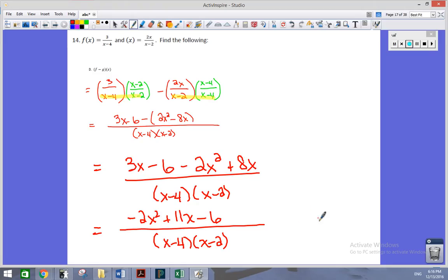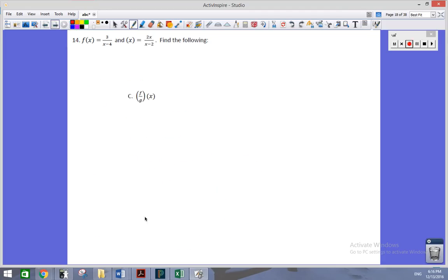I just thought about it. Sometimes it's possible to factor this and then cancel common factors, but I'm not going to expect you to do that yet until we get to a later skill packet 4. So let's just leave our answer like this. I don't believe that that's going to factor anyway, but at least there are no common factors to reduce. All right, so what do we got?